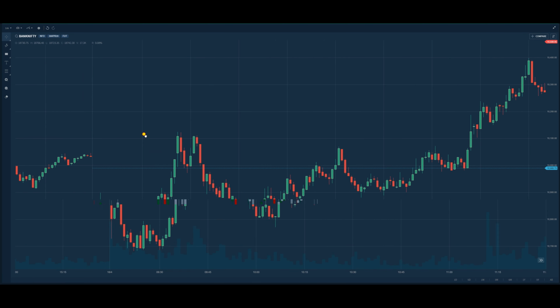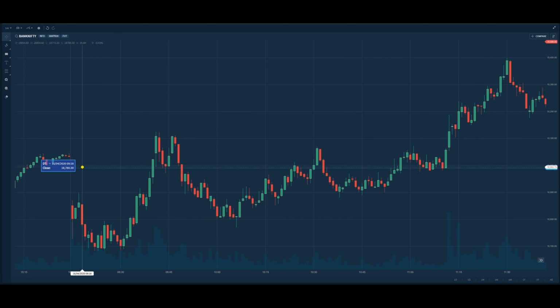So if you see a pattern like this, this is called the neck position. You can go for shorting below this position. Okay, so I'll just draw and show you. Okay, this position.